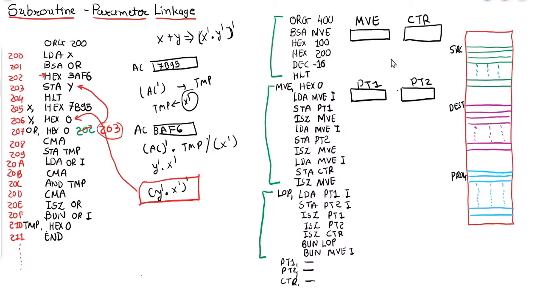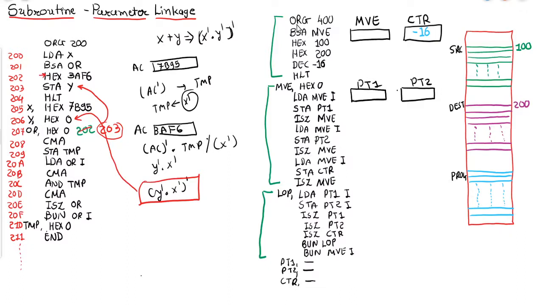Here hex 100 is the starting address for the source. Next is the destination, 200, which is the destination address. Next is decimal minus 16, which is nothing but the counter, for how many words of memory we want to move or copy from one place to another. So let us start.